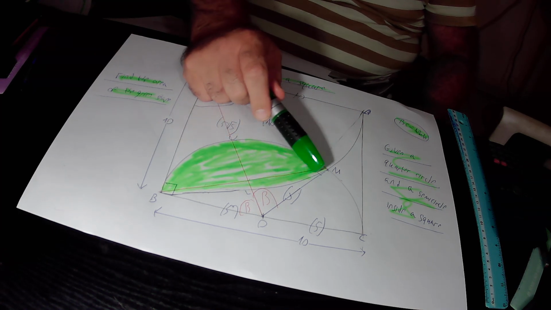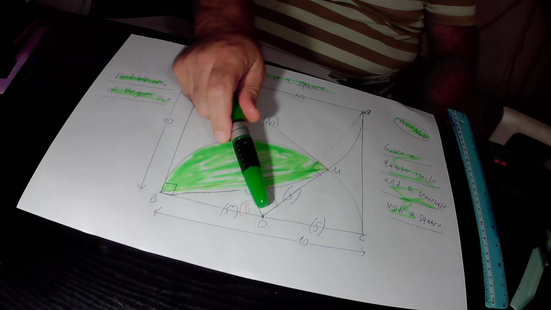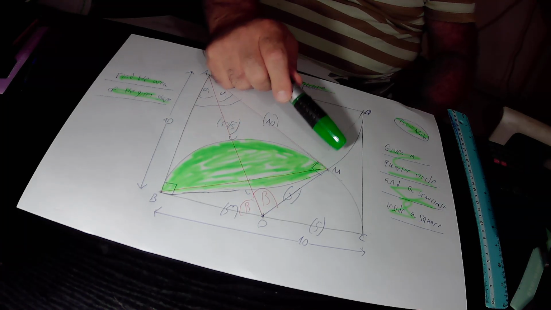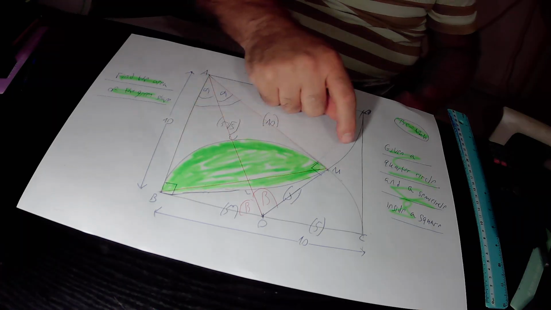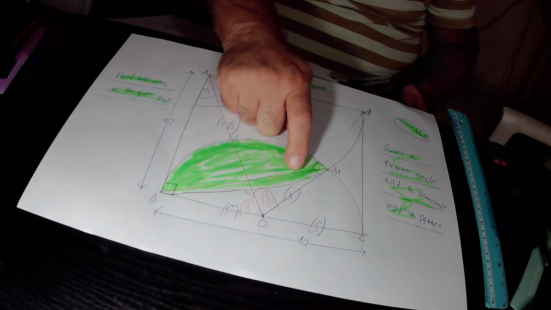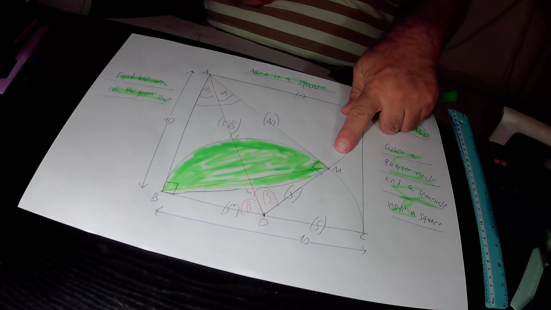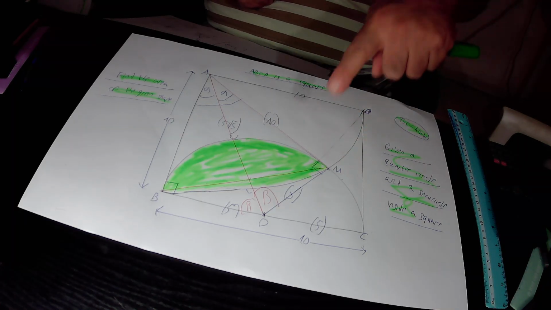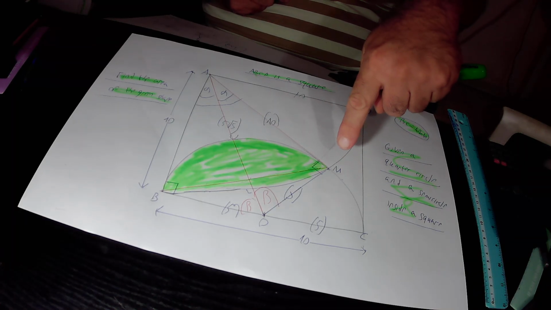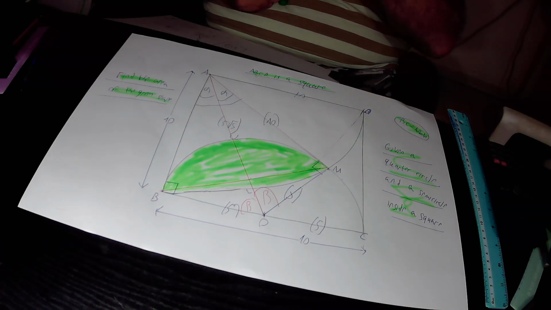We join points O and M together by a straight line. Point O is the center of the semicircle, point M is the point of the semicircle itself, therefore OM is the radius of the semicircle, that is 5. AM is the tangent to the semicircle at point M. OM is the radius of the semicircle, that is 5.